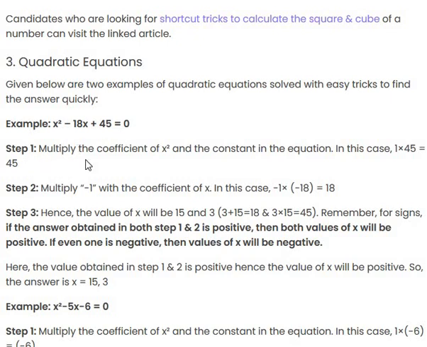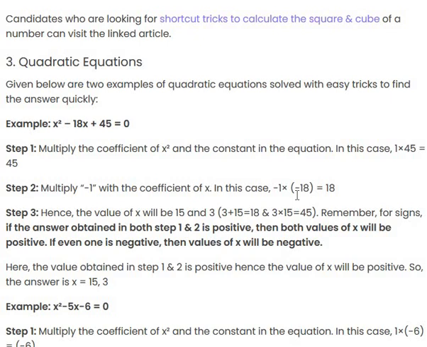Step 1. Multiply the coefficient of x squared and the constant in the equation. In this case, 1 into 45 is equal to 45. Step 2, multiply minus 1 with the coefficient of x. In this case, minus 1 into minus 18 is equal to 18. Step 3.